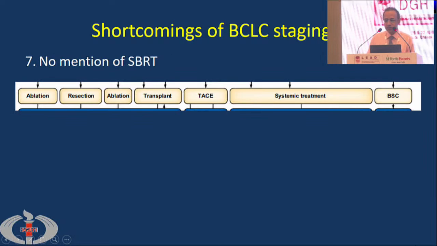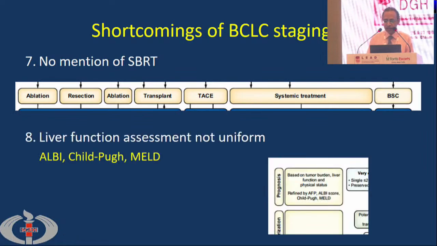And also there's no mention of SBRT. And for liver function, they have mentioned that to assess liver function, you can either use ALBI scoring or Child scoring or MELD scoring. So this introduces a lot of heterogeneity across various centers. For one center using the MELD score, the severity would be different, and at another center using the ALBI score, it will be different. So it introduces a lot of heterogeneity when we are comparing the results.